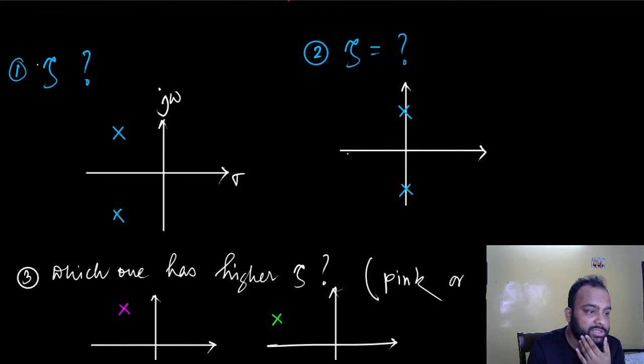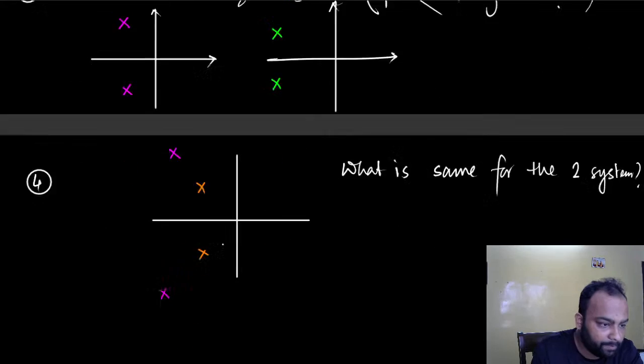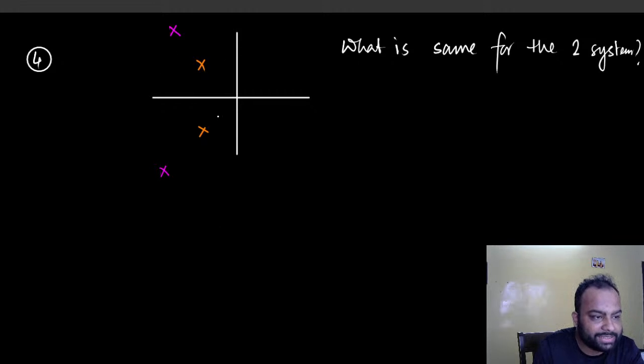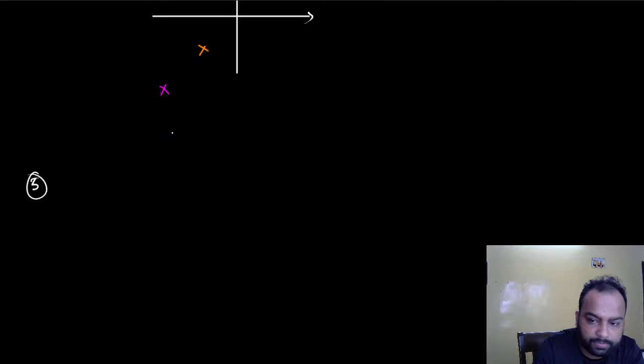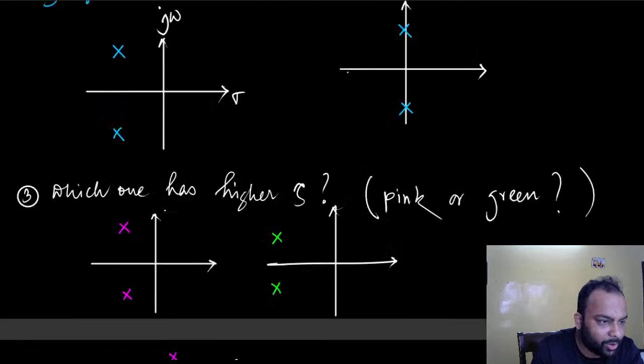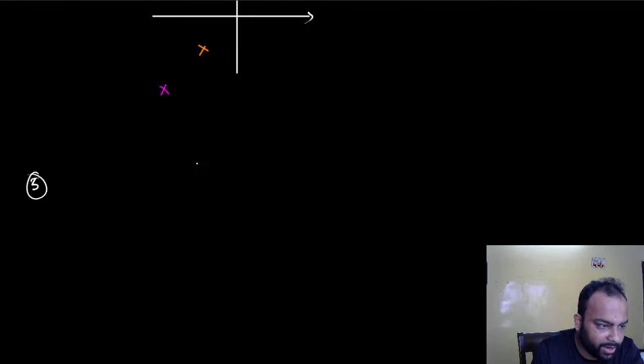Someone is saying for the first one the answer is zeta less than 1. That is not just sufficient. You have to say zeta is greater than 0, less than 1. Okay, so what is same for this one? Damping ratio or omega n? Question number 5. Yes, all of you have got that.